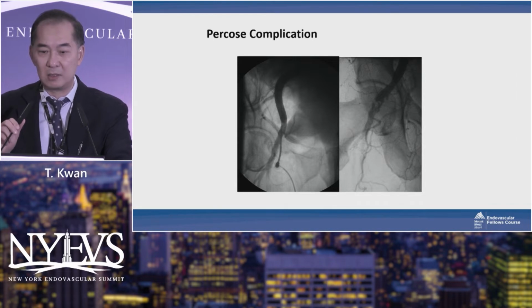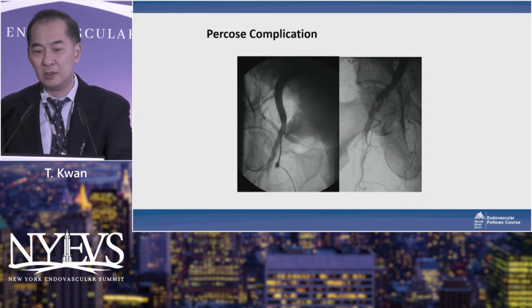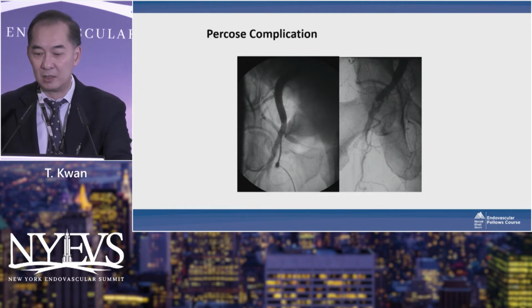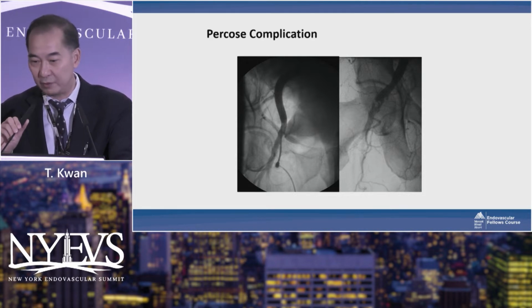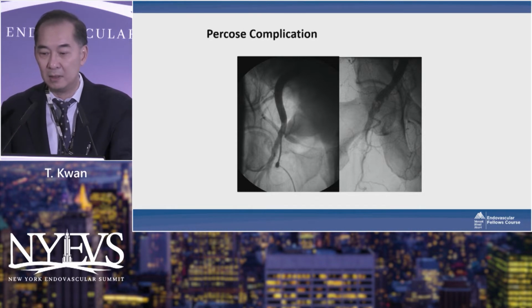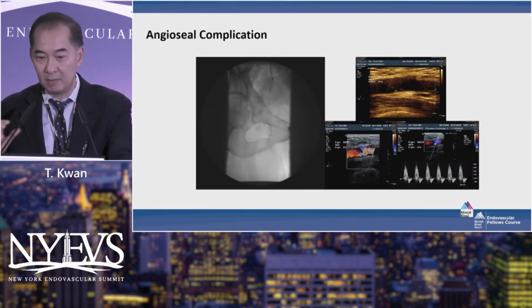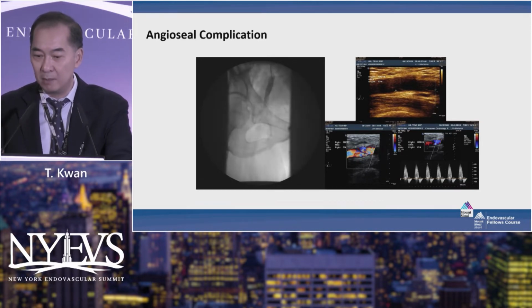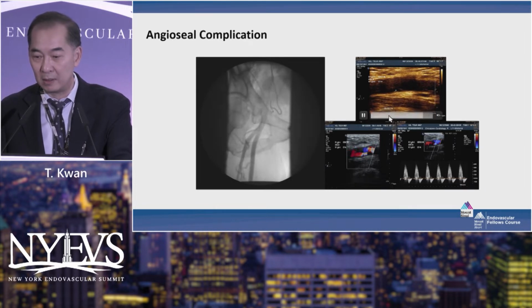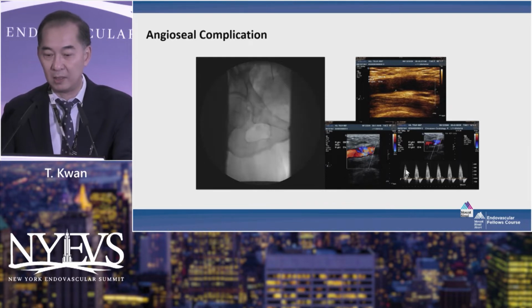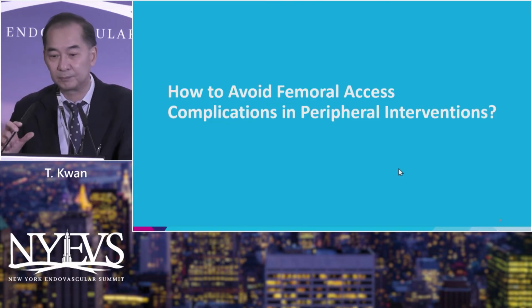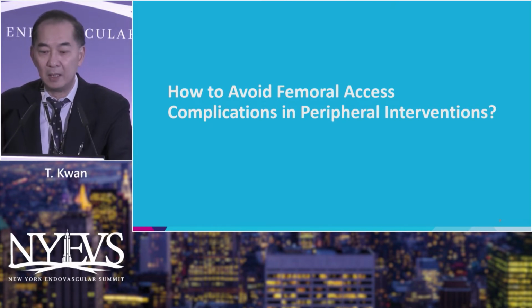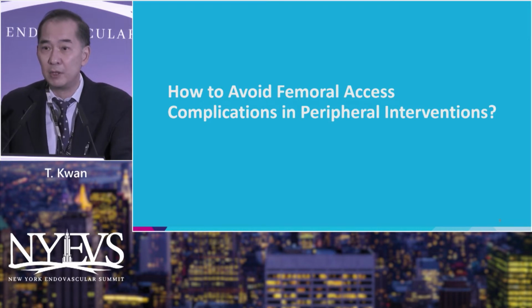Closing devices do not decrease the femoral complications, and this is a per-close complication. You can see when you do it perfectly, the artery closes, and the patient has a bad outcome. And this is an Angio-Seal complication, one of my early experiences. The patient had an Angio-Seal deployed, and the plate is still inside, still causing obstruction, and this did not resolve in a few months. So the question is, how can we avoid this femoral access complication when we do peripheral intervention?